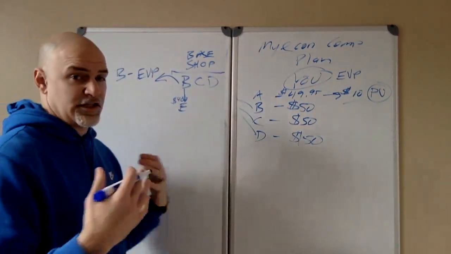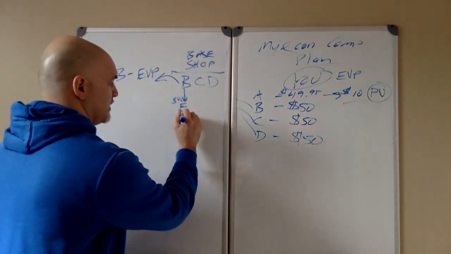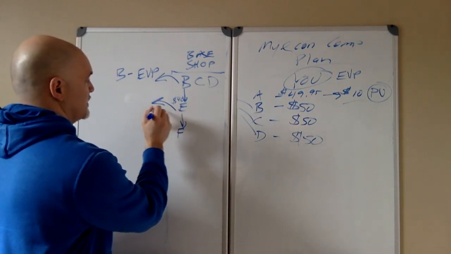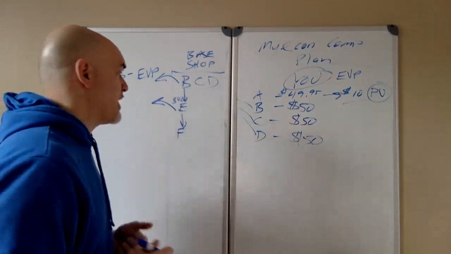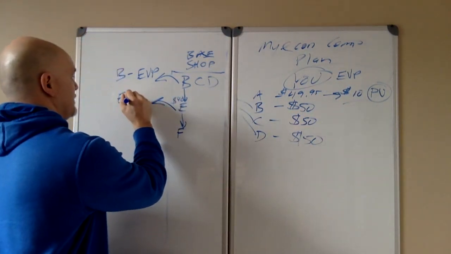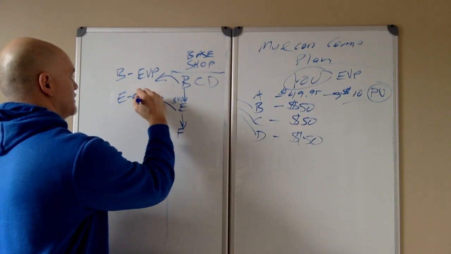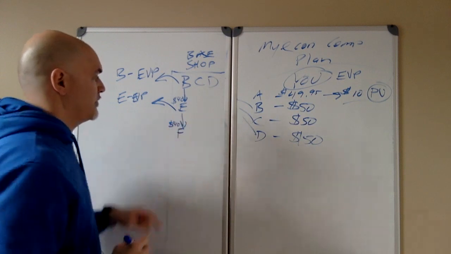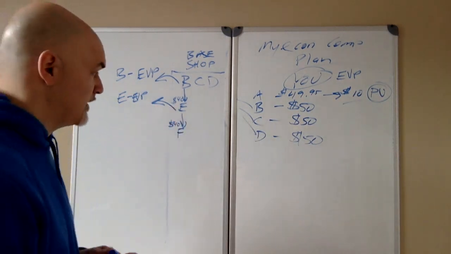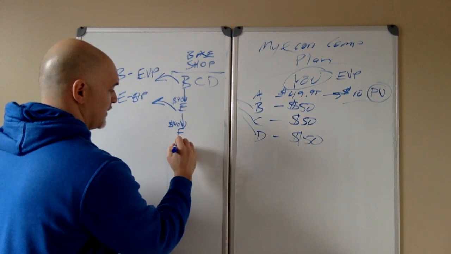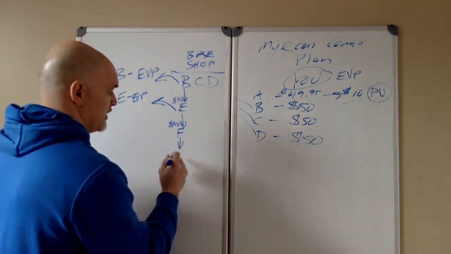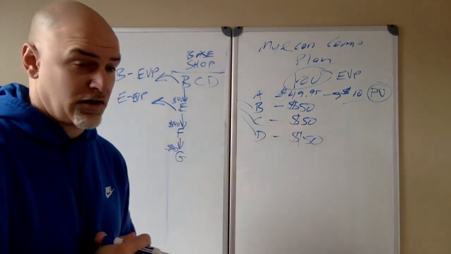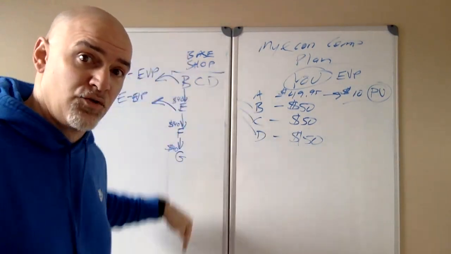So now E sees the value in the opportunity. E turns around and they sponsor person F. Okay. So E graduates and they come out of the base shop. E becomes an EVP. All right. You also get another $40 commission because E sponsored F. All right. Now, let's say F sees the value in the business opportunity. F sponsors G, right? Guess what? Another $40 commission. This goes down to infinity.